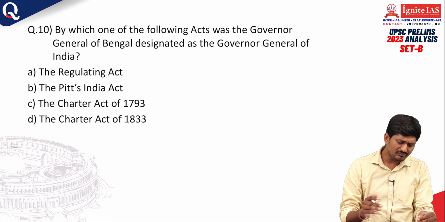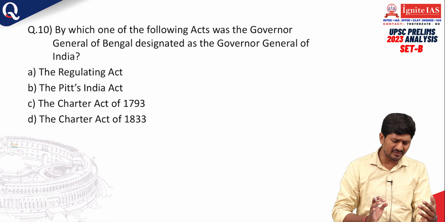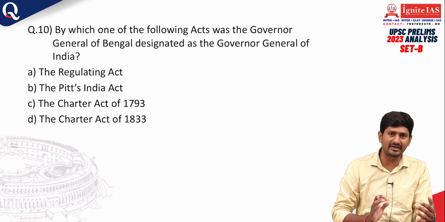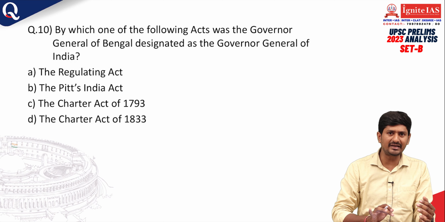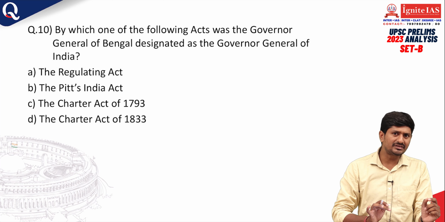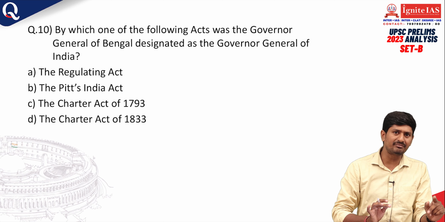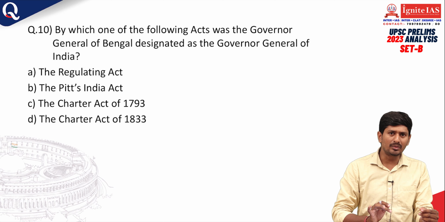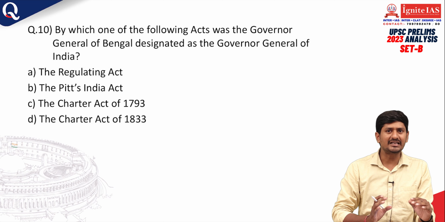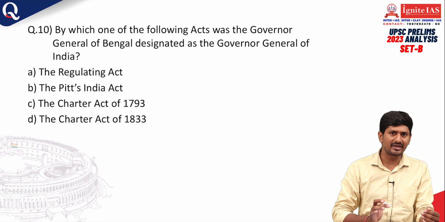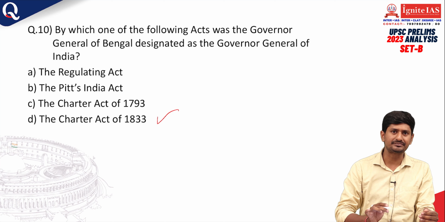First question: by which of the following acts was the Governor General of Bengal designated as Governor General of India? It is a direct and very easy question. Regulating Act, Pitt's India Act, Charter Act of 1793 and Charter Act of 1833. The Governor of Bengal was designated as Governor General of Bengal by the Regulating Act. Only later, by the Charter Act of 1833, was the Governor General of Bengal designated as Governor General of India. So D is the right answer.